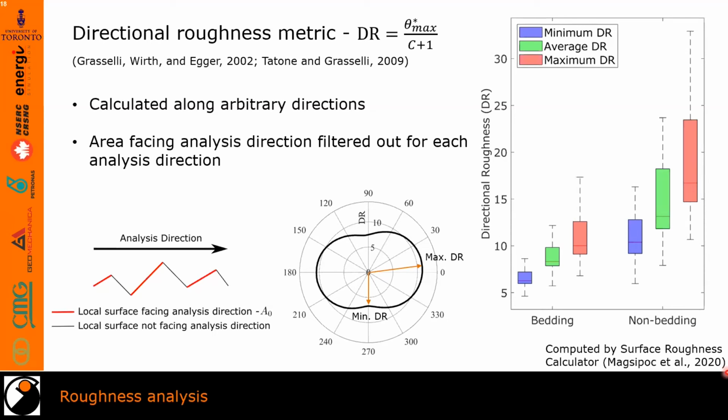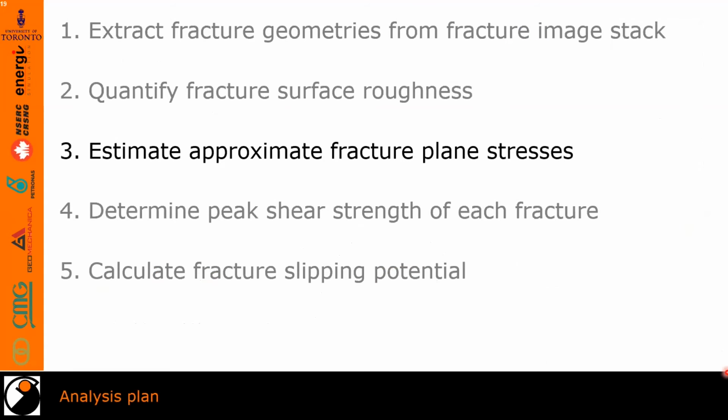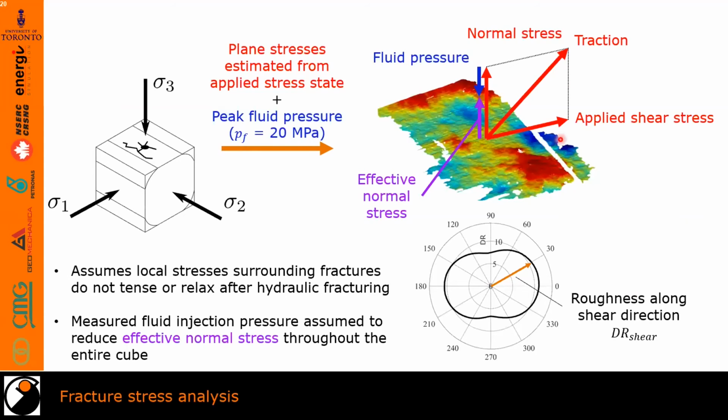Because our test was applied under true-triaxial conditions, the applied stress state can be used to determine the plane stresses on the fractures after hydraulic fracturing. So we can determine a traction vector for each individual fracture based on the applied stress state, and we then determine the normal stress and applied shear stress. This does assume that the hydraulic fracturing process does not distort the stress state of the fracture's local area. However, this can be considered a close approximation of the stresses that the fractures may experience.